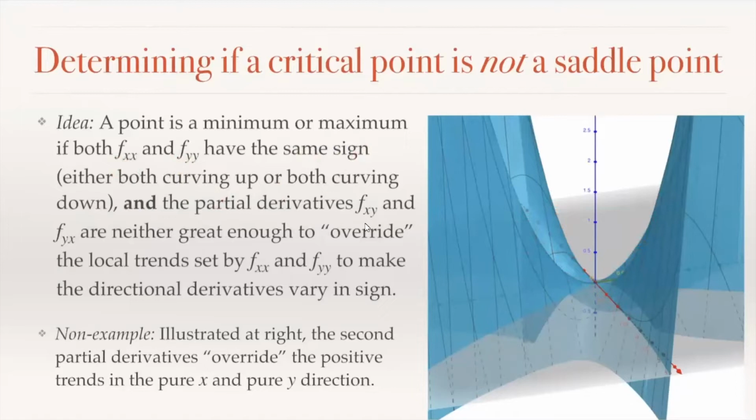And the two mixed partial derivatives are not great enough to override the local trends set by the non-mixed second partial derivatives to make the directional derivatives vary in sign. So illustrated here, the mixed partial derivatives do override the positive trends in the pure x and pure y directions, because over here it's facing down. This is still a saddle point, even though f sub xx and f sub yy are both positive. That's because f sub xy is great enough in the negative direction to override that in this directional derivative.